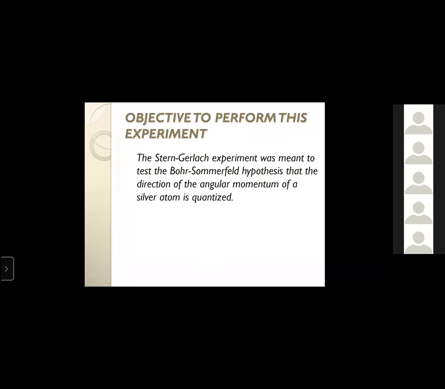Objective to perform this experiment. The Stern-Gerlach experiment was meant to test the Bohr-Sommerfeld hypothesis that the direction of the angular momentum of a silver atom is quantized.